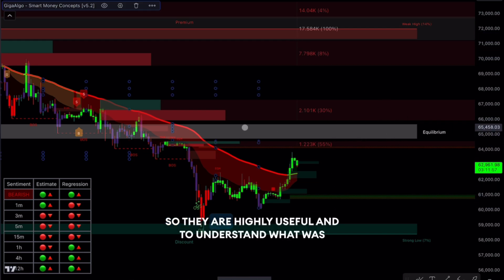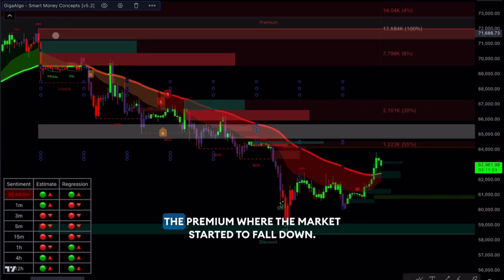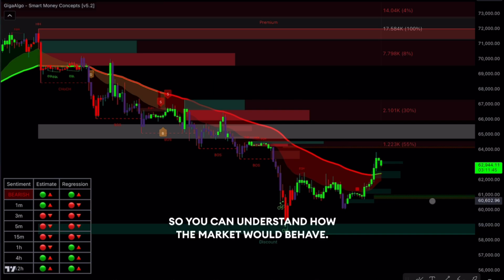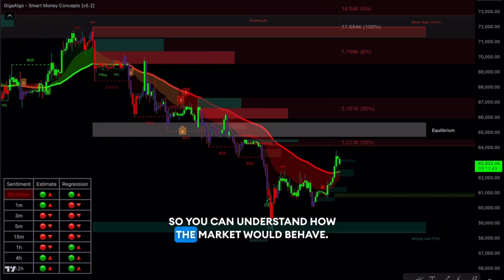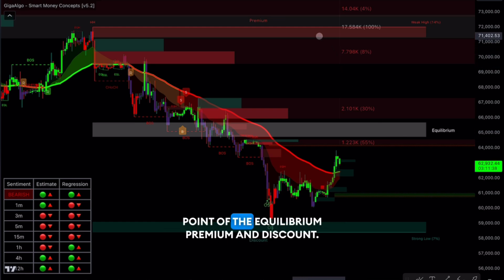So they are highly useful. And to understand what was the premium, where the market started to fall down, that's the premium zone. And when the market reversed, that is the discount zone. So you can understand how the market would behave. We have the equilibrium, that is the center point of the premium and discount, right?